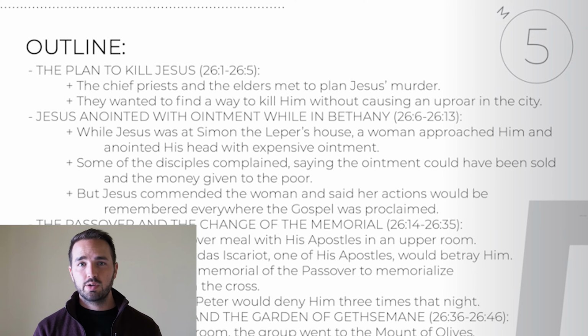This chapter begins with a murder plot. The chief priests and the elders planned to kill Jesus, but they had to do it in a way that was secret because they didn't want to cause an uproar in the city.